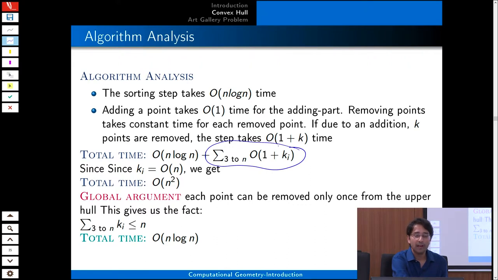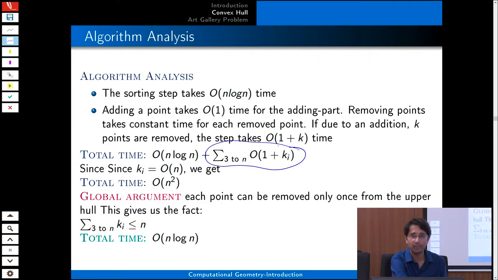So it is known that you cannot do sorting in time less than n log n with the current model of computation. The n log n bound is tight. With that assumption, yes, you cannot find the convex hull of n points in less than n log n time.